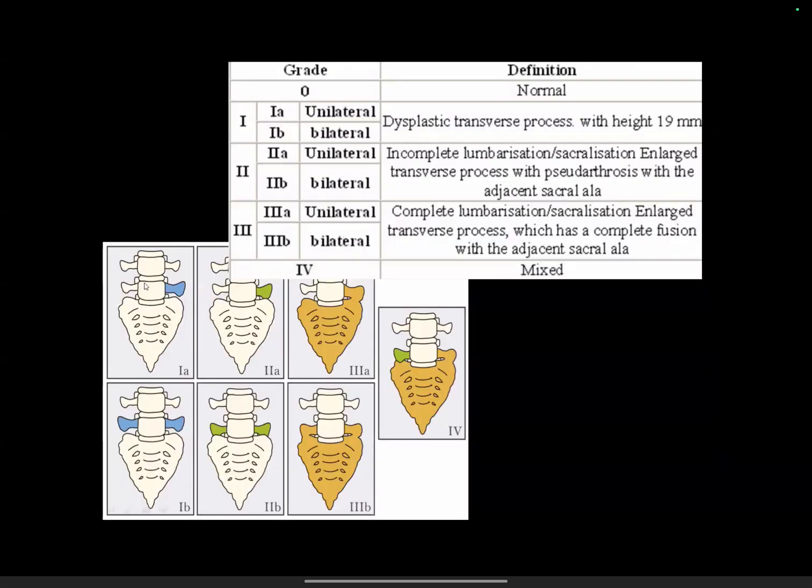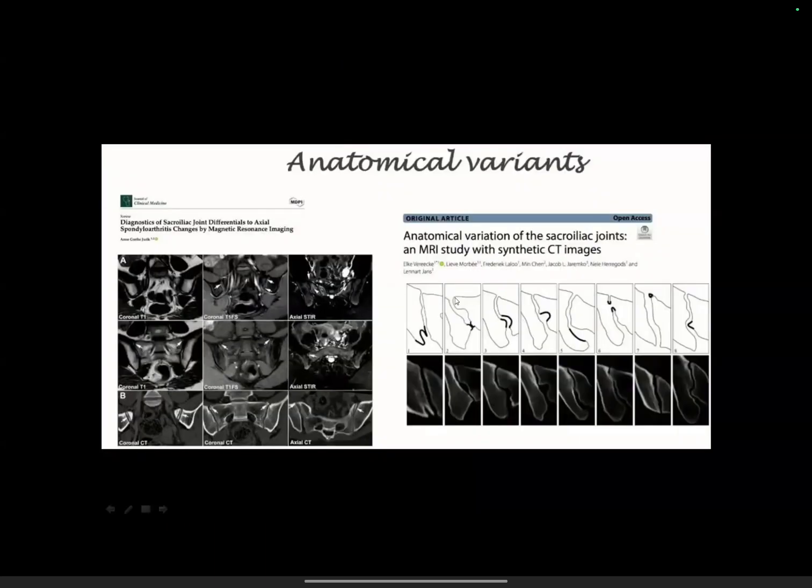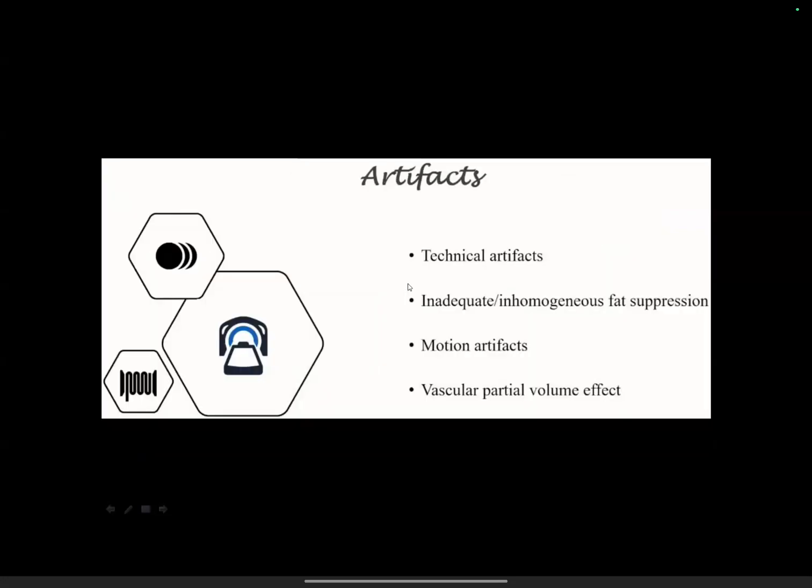This is the classification system. So transverse process hypoplastic. There are 4 grades. The 4th is mixed. 1, 2, 3 are classified into unilateral and bilateral, A and B respectively. If there's a hypoplastic transverse process, unilaterally or bilaterally, it makes it 1A, 1B. If there is pseudoarthrosis between the transverse process and sacrum, unilaterally or bilaterally, it makes it 2A or 2B. Frank fusion, unilateral or bilateral, makes it 3A or 3B. And a mixed spectrum is type 4. So these two are the recommended papers for normal anatomical variants along the sacroiliac joint.